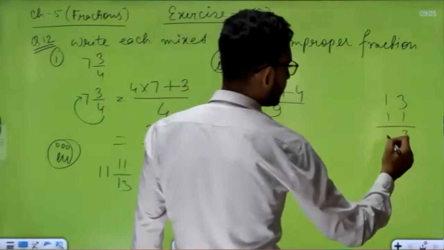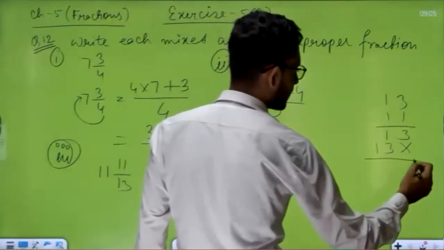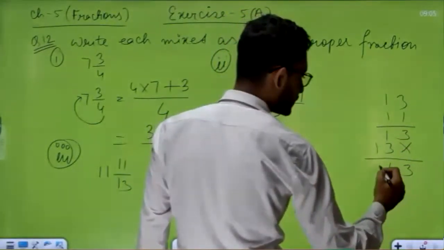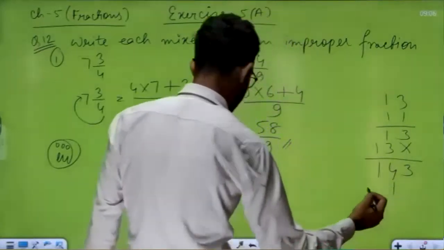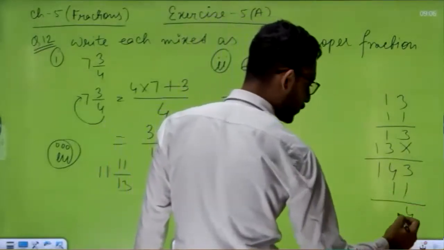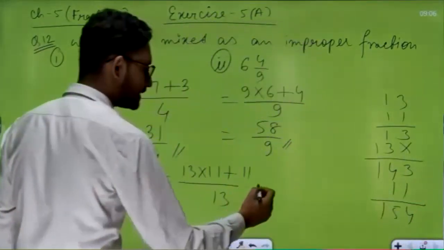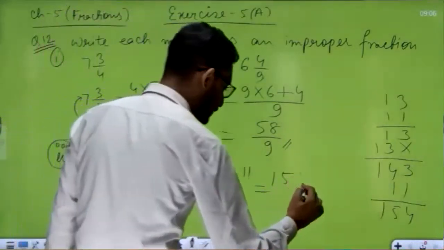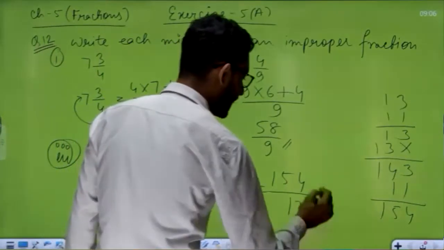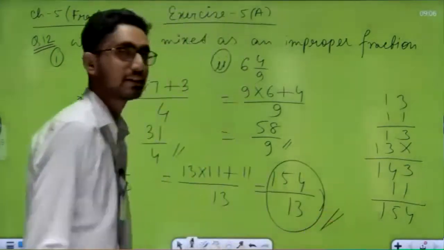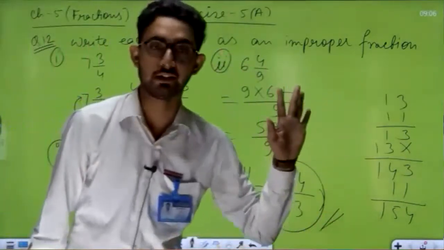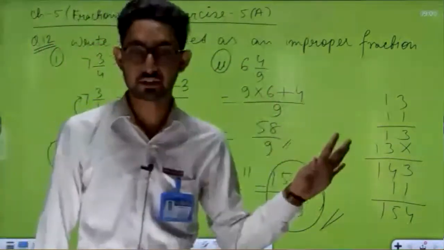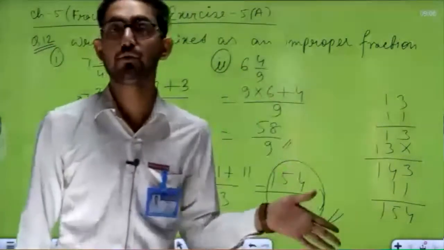3 1s are 3, 1 1s are 1, 3 1s are 3, 1 1s are 1. 3, this is 4, this is 1. And 143 plus 11 is equal to 451. No, this is 154. Yes, I know many of the students got the correct answer. So 154 upon 13. That is your complete answer. I think all of you understood this question. Yes or no? Very simple question. Okay, now we'll move to the next question.